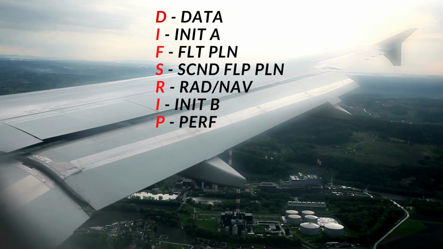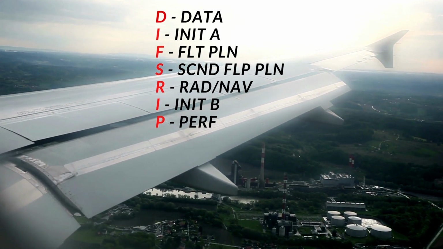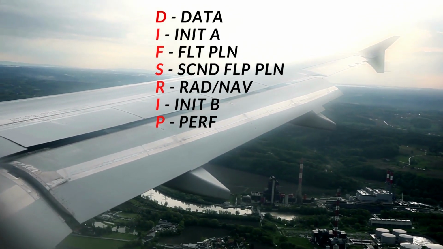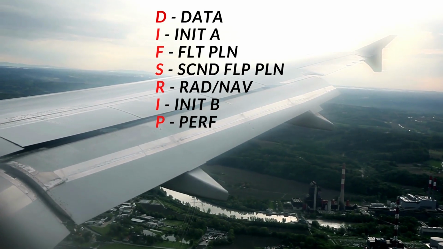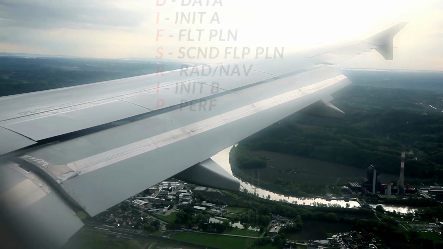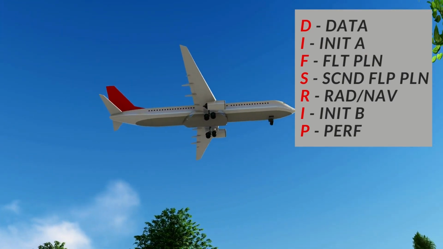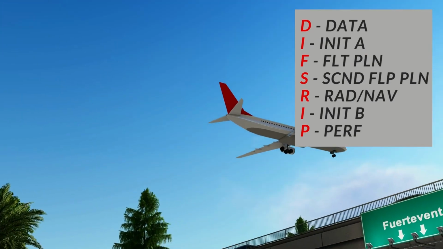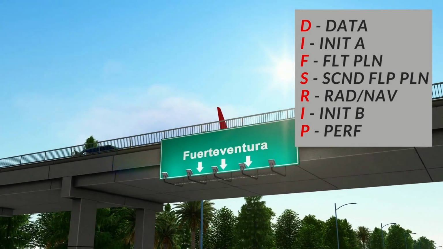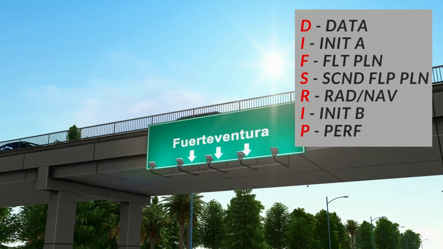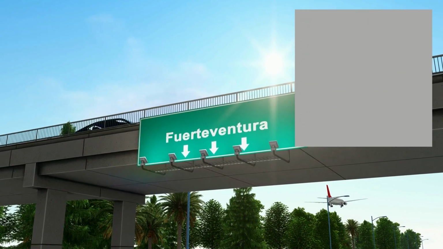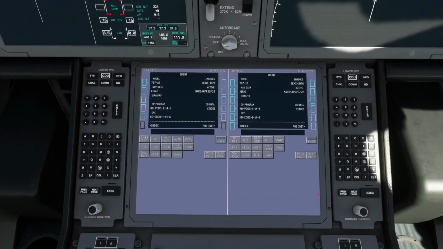Now, as always for this, we're going to go by the DIFSRIP acronym that I covered in my Airbus A320nx MCDU tutorial. You can go back and review that if you're not familiar with this setup. But this is generally how airliners set up their FMS, and whether it's Boeing or Airbus, it's the same idea. And we're going to take this general approach for setting up the FMS in the Boeing 787. All right, let's get started.